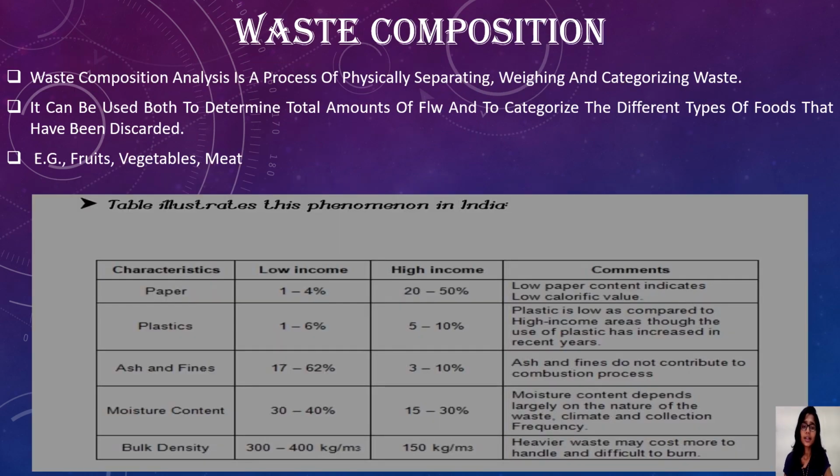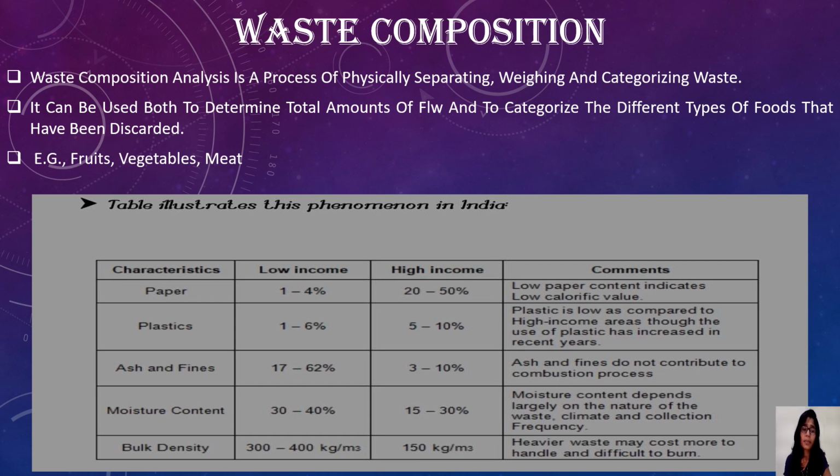So next, let us learn about waste composition. Waste composition analysis is a process of physically separating, weighing and categorizing waste. It can be used both to determine the total amount of flow and to categorize the different types of food that have been discarded, for example fruit, vegetables and meat. Here is a table of this waste management.